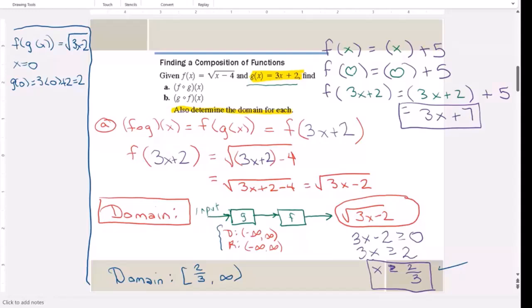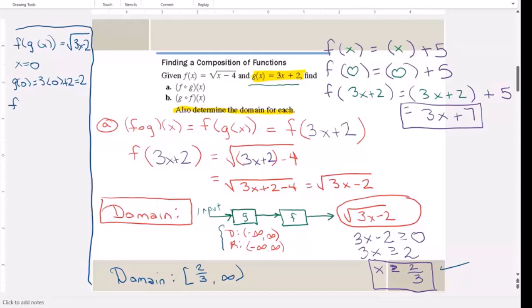And I want to know what f of 2 is. f of 2 is equal to the square root of 2 minus 4. Oh, I can't do that. That's the square root of negative 2. No good. So I just showed you that if I pick 0, it won't work. If I pick 1, it will be a different situation.